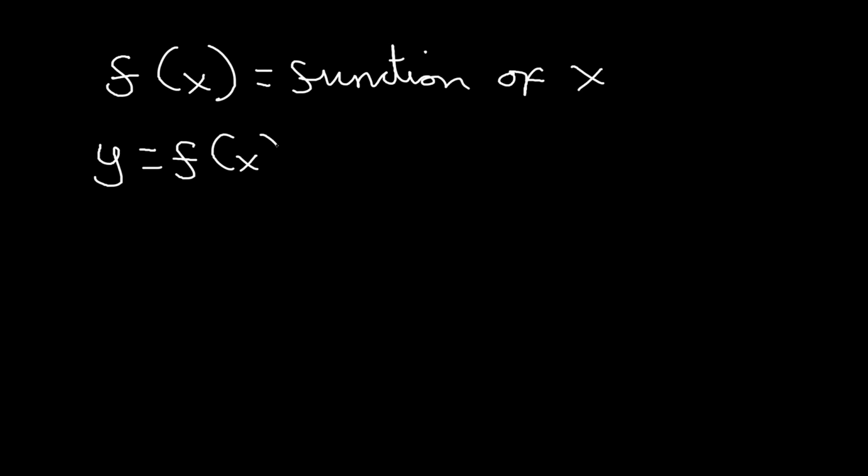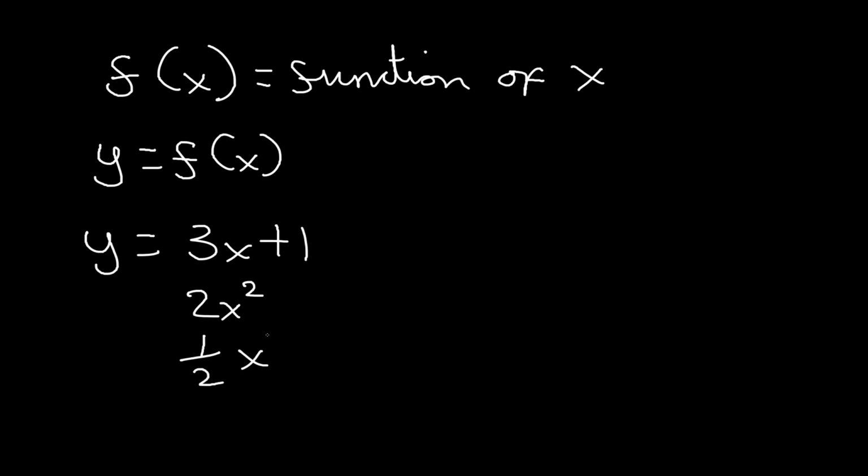Now, before we get started, it's worth being clear what f of x means. This does not mean f multiplied by x, where f and x are numbers. F of x means a function of x. So y equals f of x means y equals some expression in x, so y equals 3x plus 1. So f of x is equal to 3x plus 1, or it could be 2x squared, or half x squared divided by 3. Any of these could be f of x.